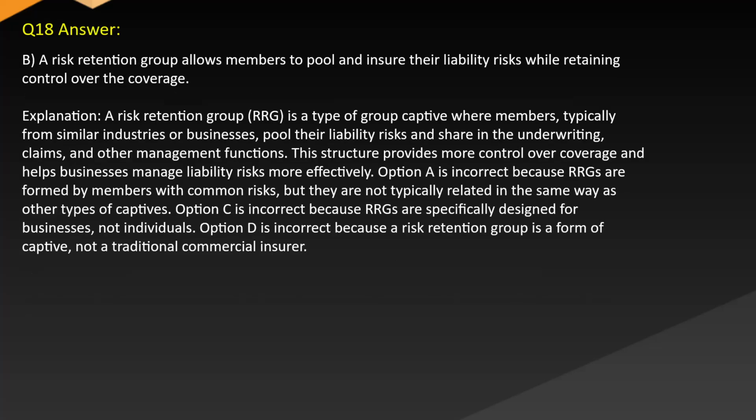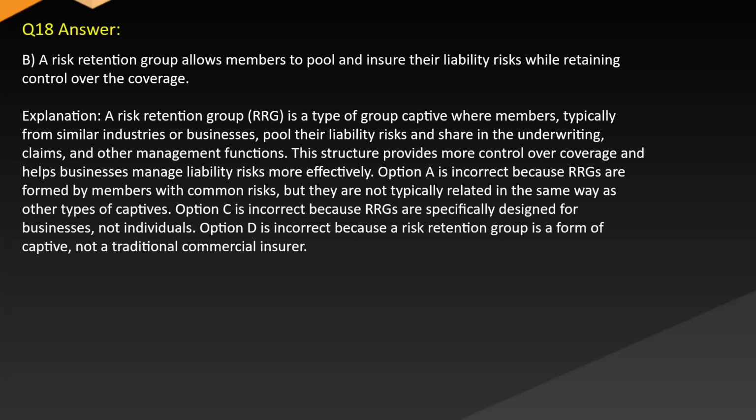Answer: B. A risk retention group allows members to pool and insure their liability risks while retaining control over the coverage. Explanation: A risk retention group (RRG) is a type of group captive where members, typically from similar industries or businesses, pool their liability risks and share in the underwriting, claims, and other management functions. This structure provides more control over coverage and helps businesses manage liability risks more effectively.